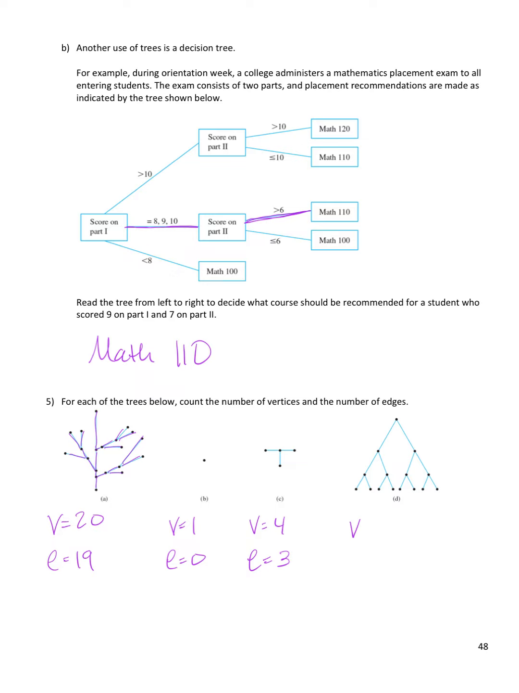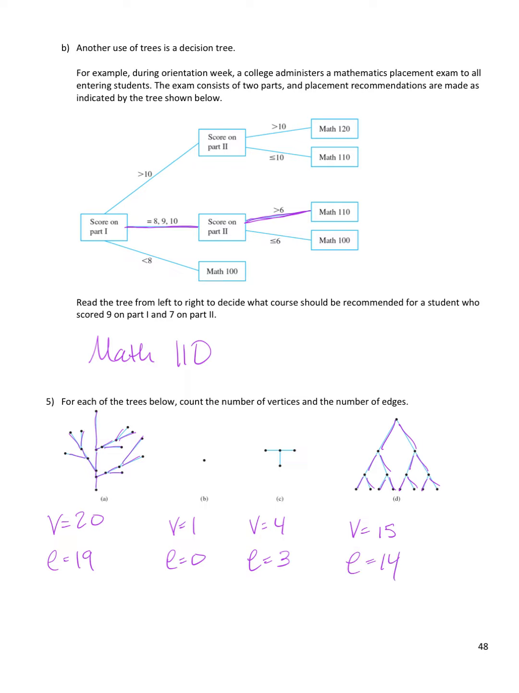And then D, vertices we have 1, 2, 3, and so on up to 15 vertices. And then to count the edges, I have 1, 2, 3, and so on up to 14.